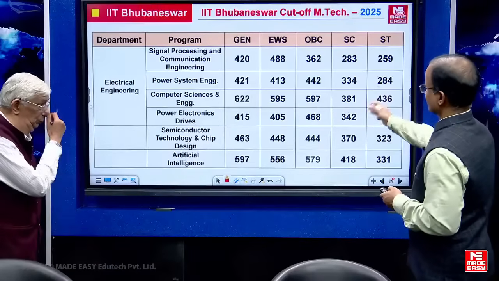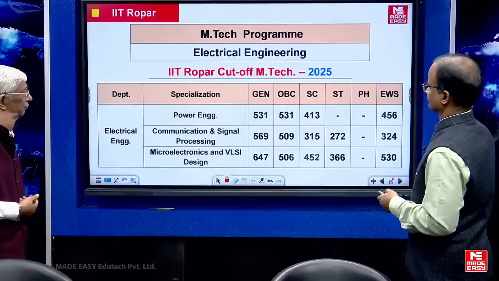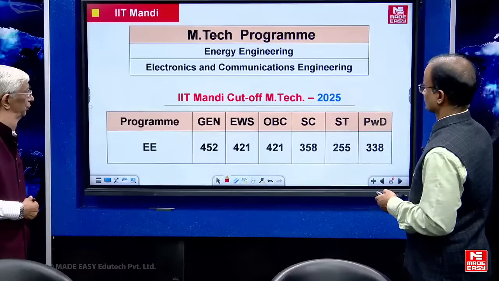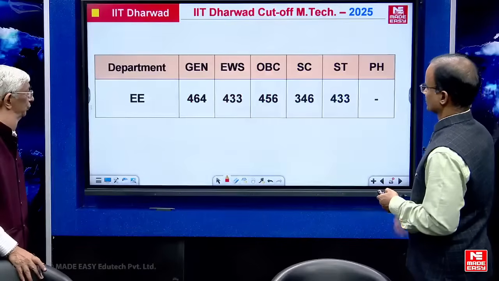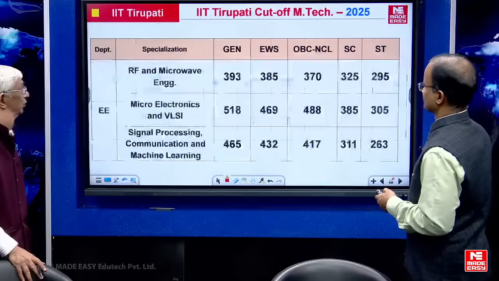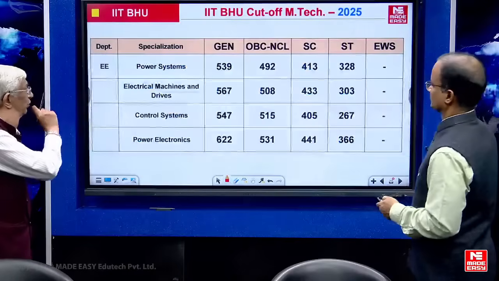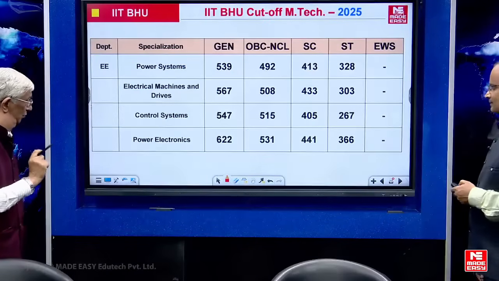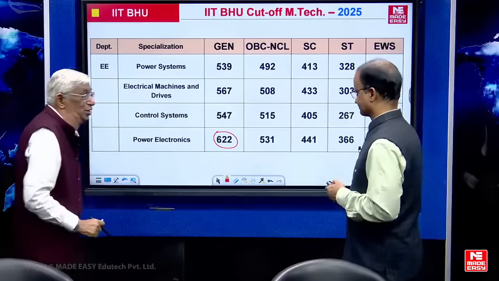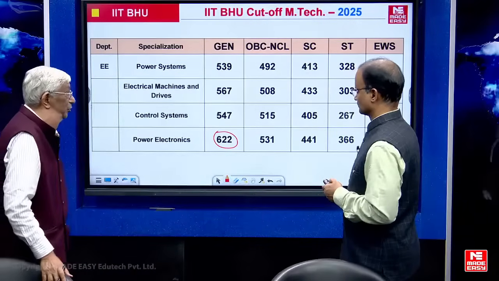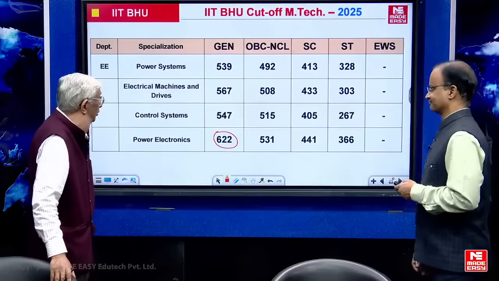Sir, remaining IITs, shall I go one by one? Yes, we can just take the slides quickly. Anyhow, students will get all these PPTs. IIT BHU, show once, sir. Number of students may be interested. IIT BHU has again the cutoff for power electronics very high. It's exceptional. In the electrical core branch, power electronics is the first place. It's the first preference.